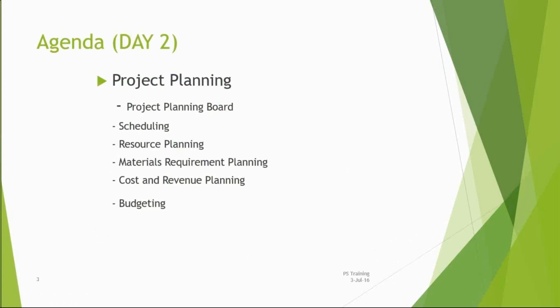Another one is resource planning. Resource planning is nothing but capacity requirement planning. So how exactly are we going to plan my resources, either the machinery or the manpower? In project management, there is no difference between the machinery and the manpower.